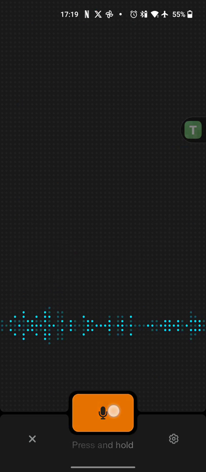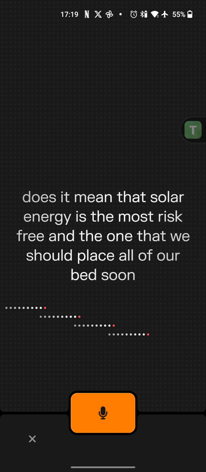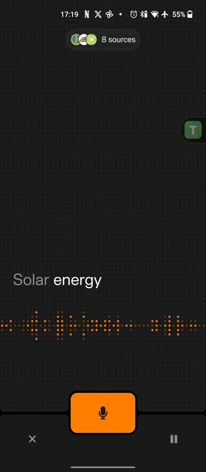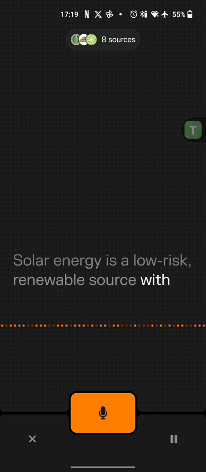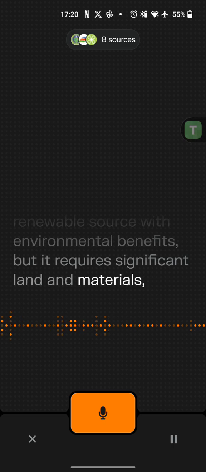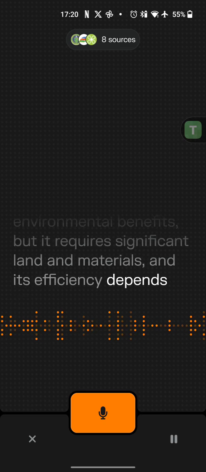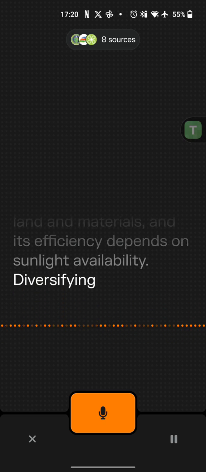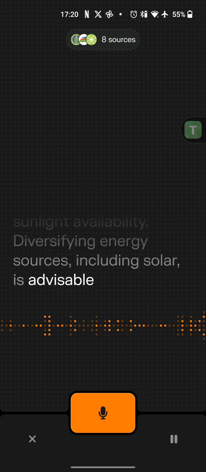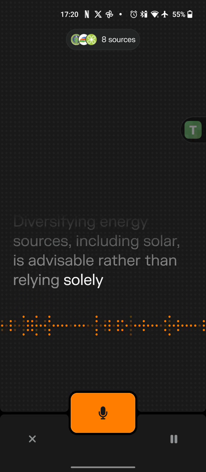Does it mean that solar energy is the most risk free and the one that we should place all our bets on? Solar energy is a low-risk renewable source with environmental benefits, but it requires significant land and materials, and its efficiency depends on sunlight availability. Diversifying energy sources, including solar, is advisable rather than relying solely on one.